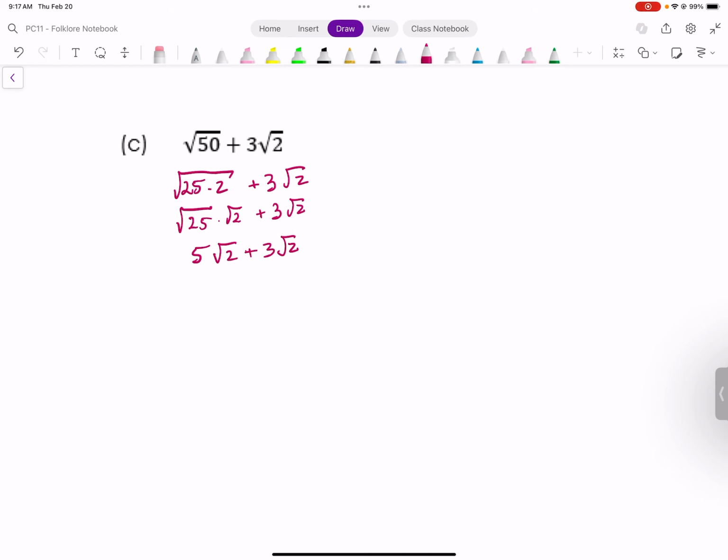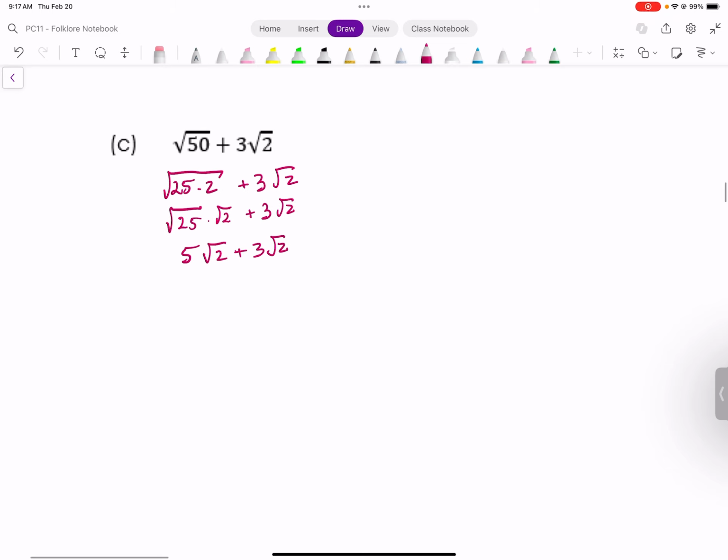So 5 root 2 plus 3 root 2, we get to a place where we can say our radicals are like, so we get to combine them in a meaningful way. So 5 root 2 plus 3 root 2 is going to be 8 root 2.